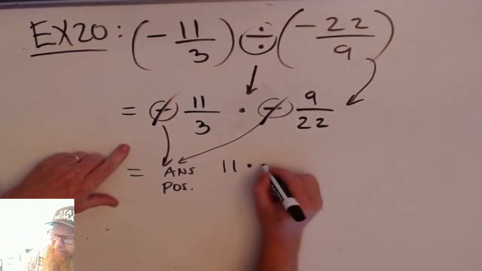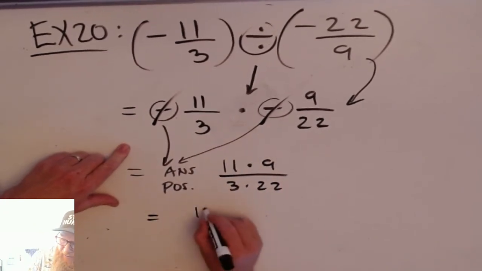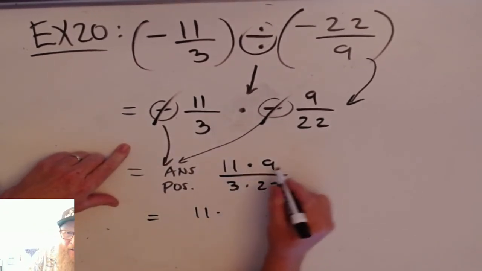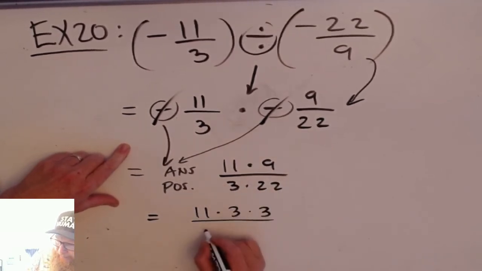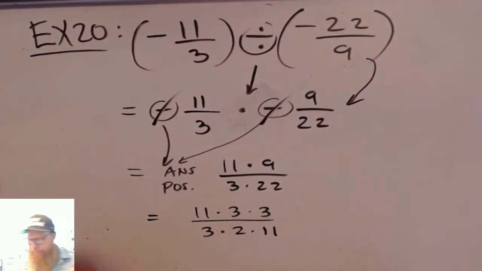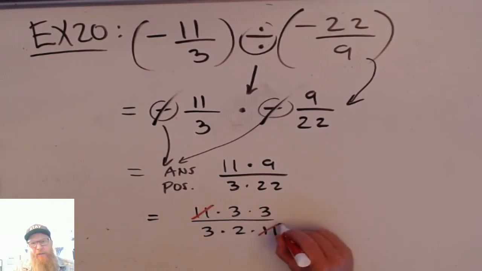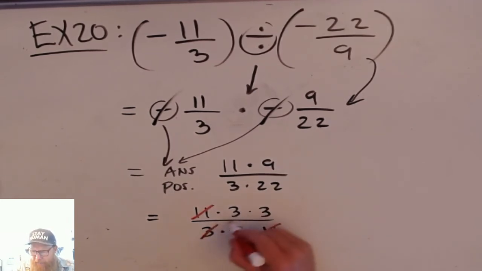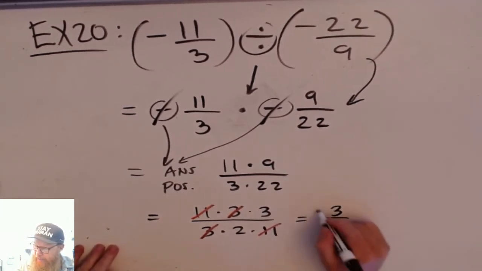So now you have 11 times 9, and you got 3 times 22. 11 is already prime. 9 is 3 times 3. And 22 is 2 times 11. So the 11s are going to cancel. And one pair of 3s is going to cancel. And your final answer is 3/2.